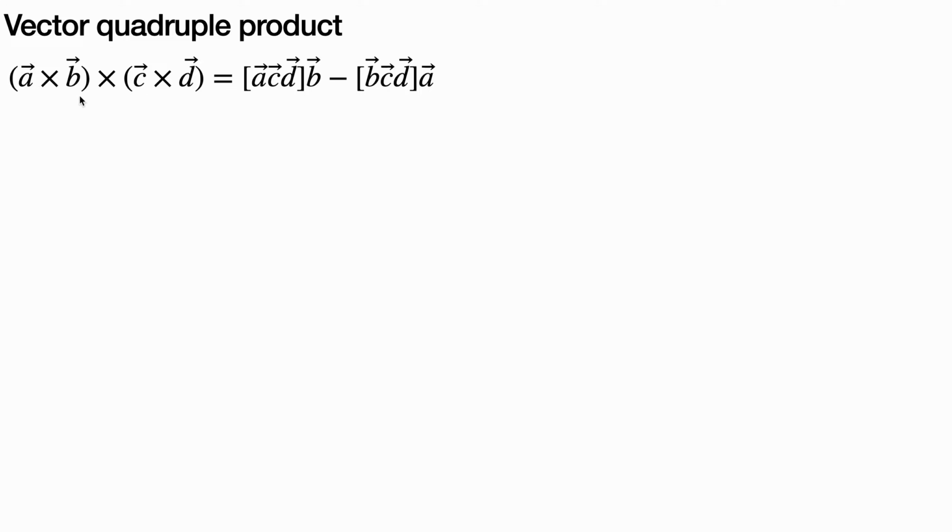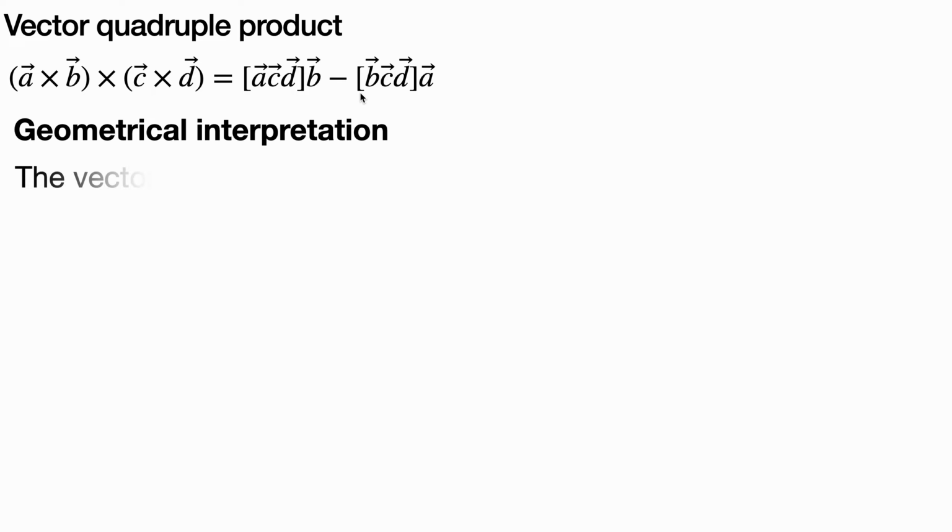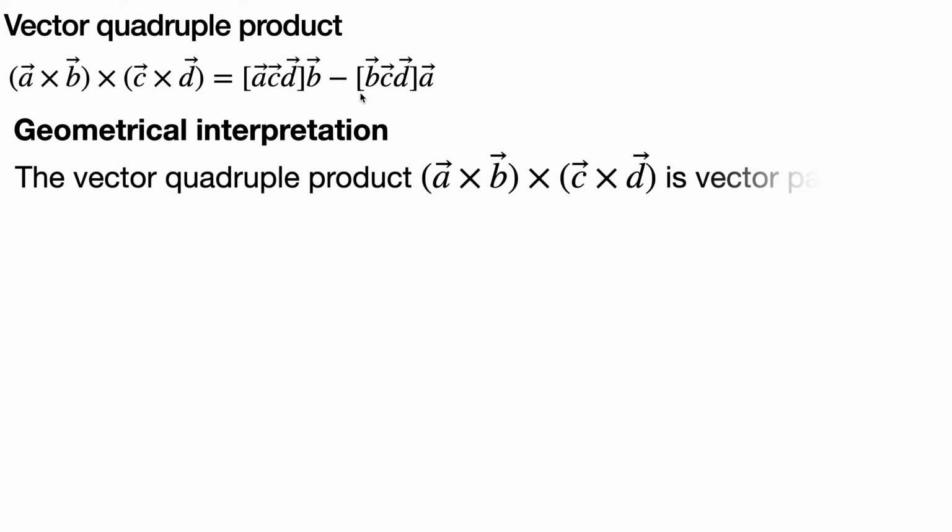So now let's discuss vector quadruple product. Vector quadruple product of four vectors, vector a, vector b, vector c and vector d, is written as vector a cross vector b cross vector c cross vector d, and this is obtained as the expression the scalar triple product of vector a, vector c, vector d times vector b minus scalar triple product of vector b, vector c, vector d times vector a. So this is also a standard formula.